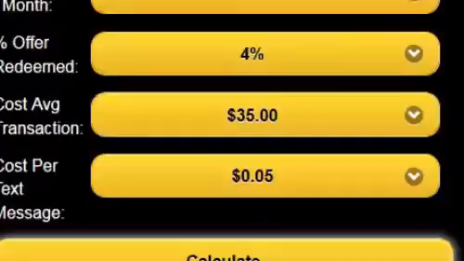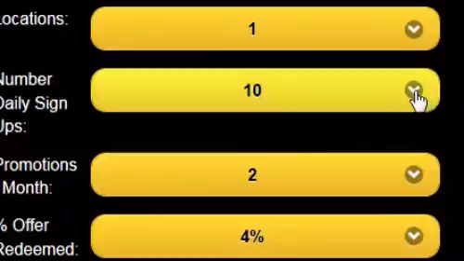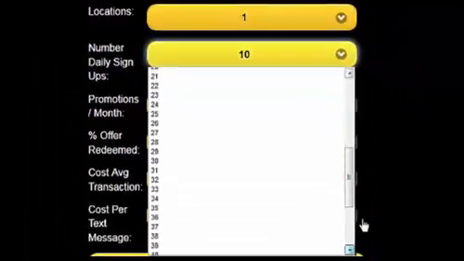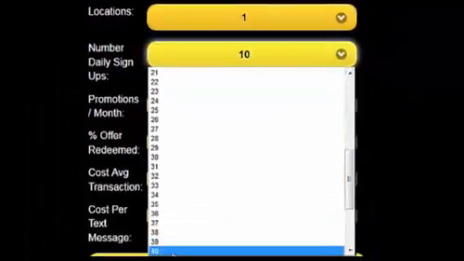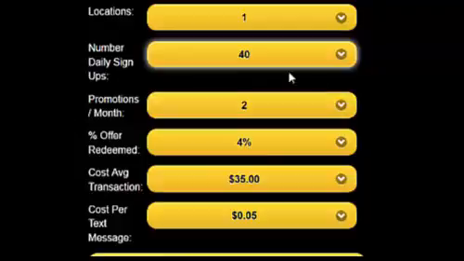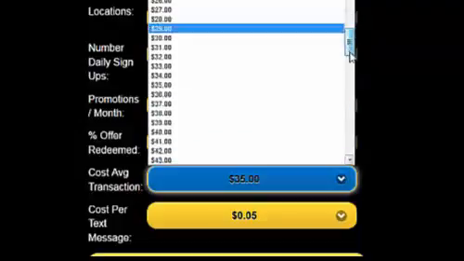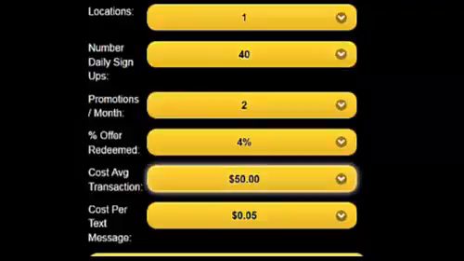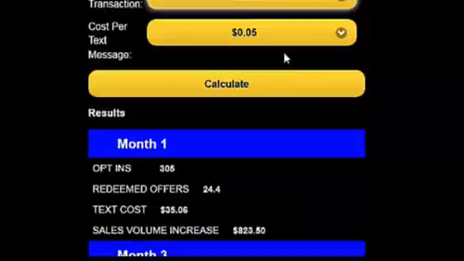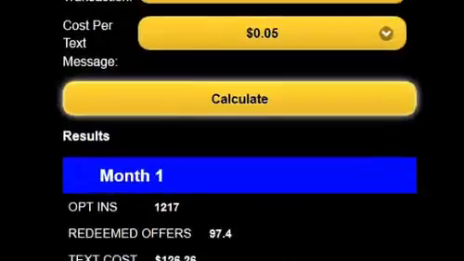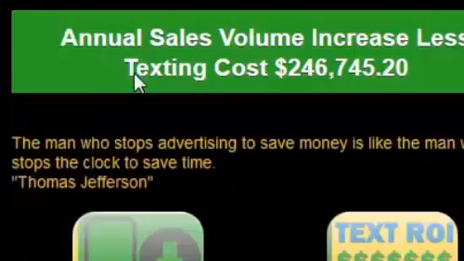$42,711.30. Now, I'm just going to show you, what if you have 40 people coming into your dealership or your service center a day? 2 promotions, 4% redeemed, and let's just say your average ticket cost is $50 instead, just in your service department. Cost per text message is 5 cents. I'm going to calculate it. Are you ready? Your gross annual sales volume increase is going to be $246,745.20.